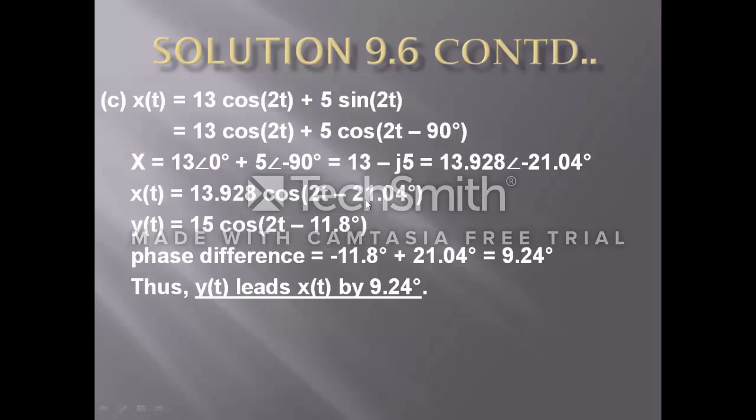For the first equation, x(t) equal to 13.928 cos 2t minus 21.04, we have phi1 equal to 21.04. And for the second equation, we have phi2 as 11.18. So on considering the phase difference as 21.04 minus 11.18, we have 9.86 degrees. Thus y(t) leads x(t) by a phase difference of 9.86 degrees.